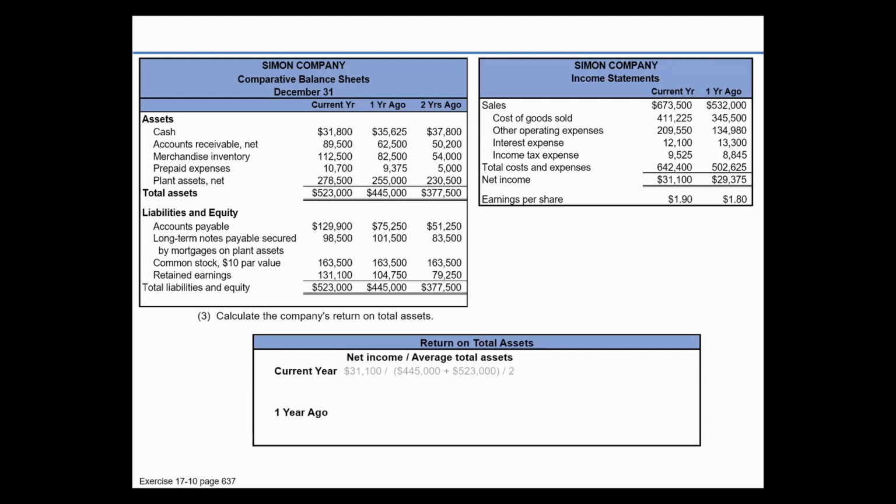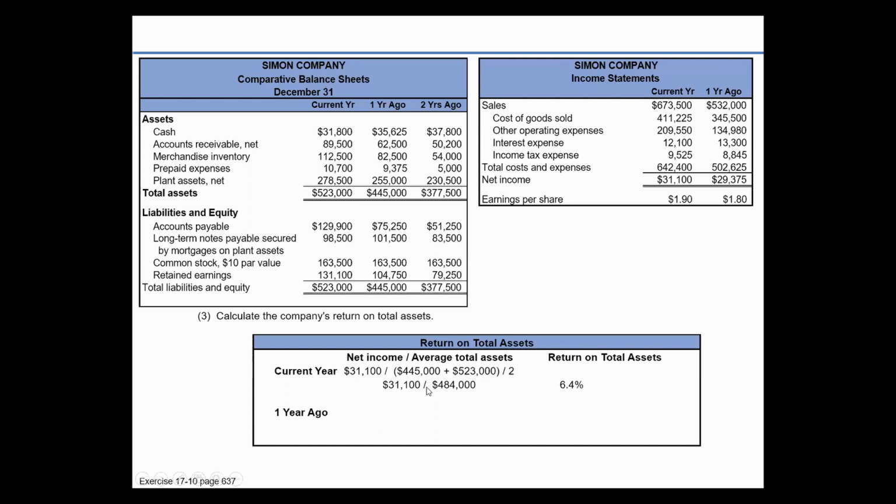So same thing. The net income, we can again read right off of the income statement for the current year, is 31,100, and then we divide that by the average of the total assets again. You look at a year ago versus the current year, add those up, divide that by 2, and you come out with 484,000. So you take 31,100 divided by 484,000. So the return on total assets is 6.4%.